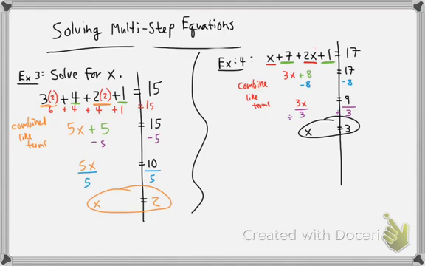If I put in a 3 for all of these x's, let's see what I get. Got a 3 there and a 3 here. So 3 plus 7 is 10. And a 2 times 3 is 6. 6 plus 1 is 7. And we know that 10 plus 7 equals 17. We are correct, okay?